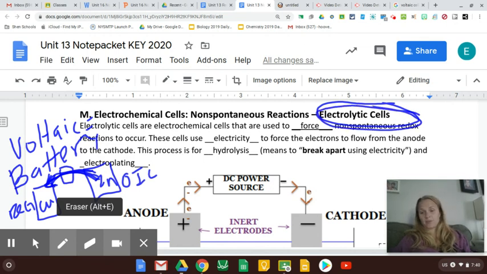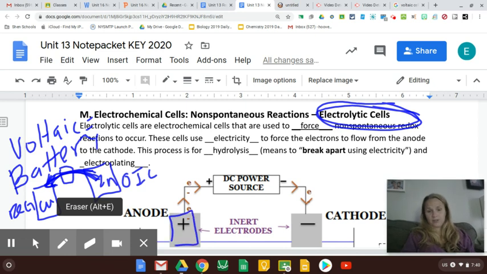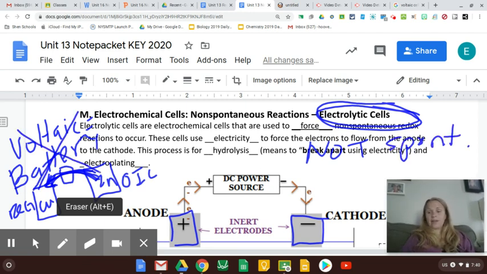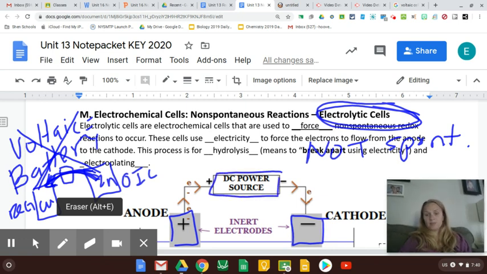It doesn't run spontaneously. It doesn't provide electricity. You actually have to pump electricity in to make it happen. All right, so that's what an electrolytic cell is. We call it a cell. It's a thing that needs electricity to make it run. So it is not spontaneous and it is not a battery. It does not provide energy. We actually have to put a power source in it to make it happen.